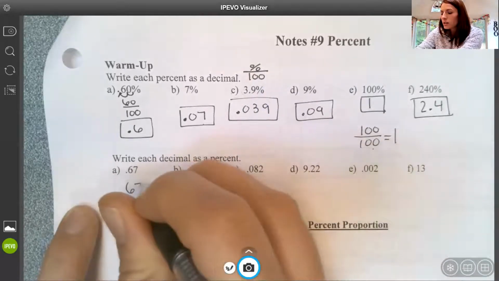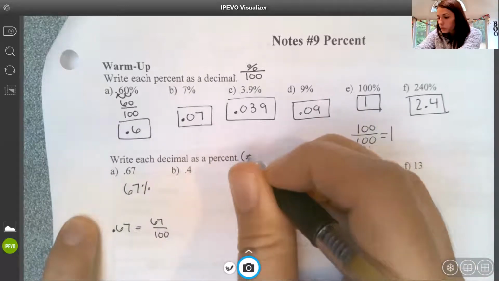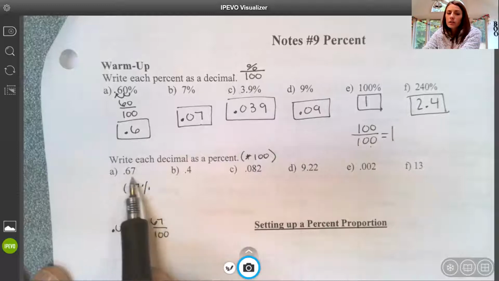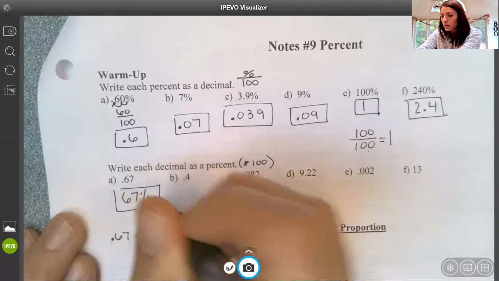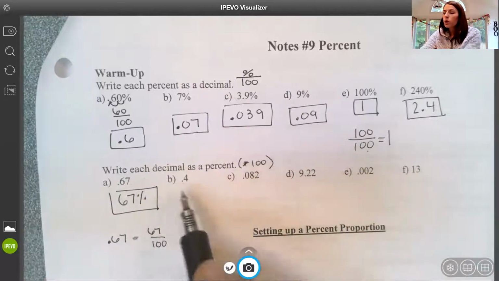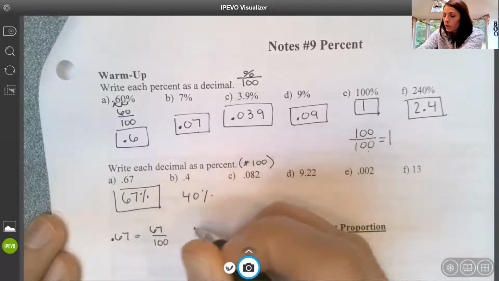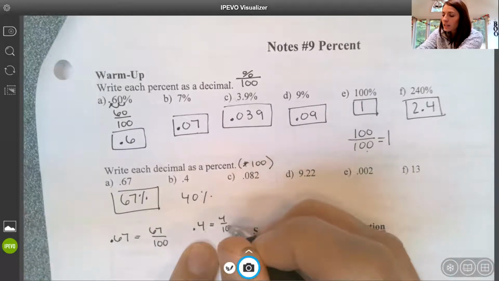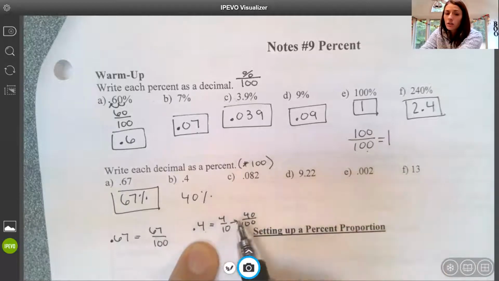So this is 67%. Now what we're doing here really is multiplying by 100. We're converting this decimal to a percent. We're going the opposite way. We're moving our decimal to the right 2. So 0.4, if I go to the right 2, is 40%, which 0.4 as a fraction would be 4/10. If I then write that over 100, it would be 40 hundredths, 40%.